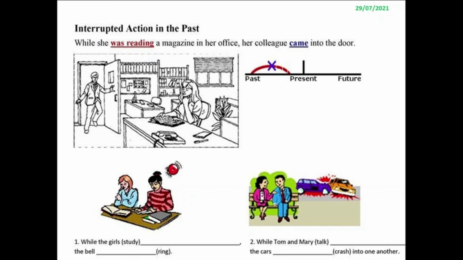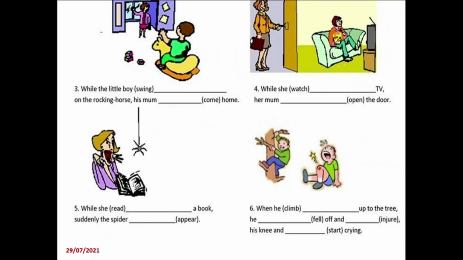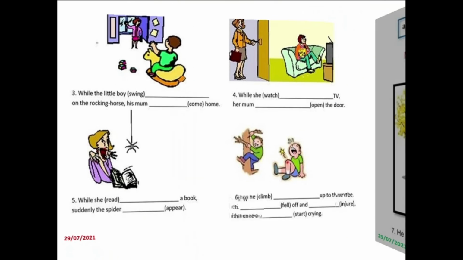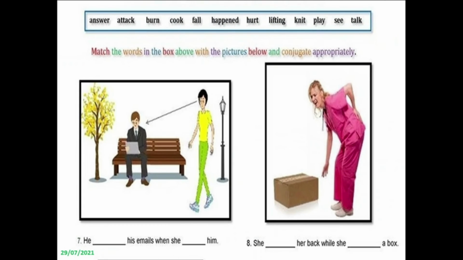While Tom and Mary were talking, the cars crashed. In the same way we follow this too. While the little boy was swinging on a rocking horse, his mom came. I won't go through everything, but this is the pattern we use. Here in the box we have verbs given, and we have to fill them in. Let me try this too.